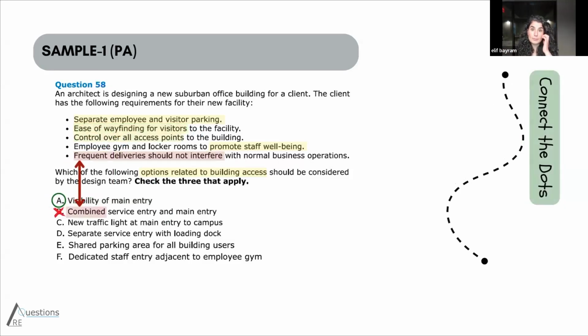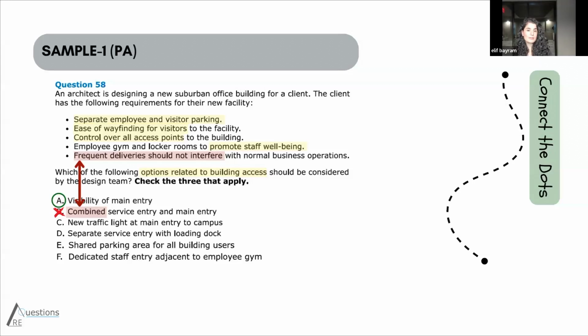When you look at option B, option B says combined service entry and main entry. Yes, this is regarding building access. It hits the building access portion, but the criteria said frequent deliveries should not interfere with the normal business operations. So when you combine service and main entry, of course, it's going to interfere. The deliveries are going to interfere with the normal business operations. So one of them says combine.